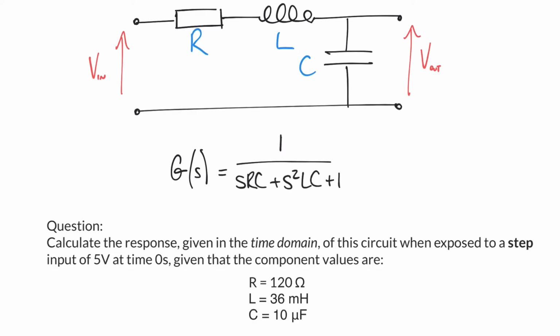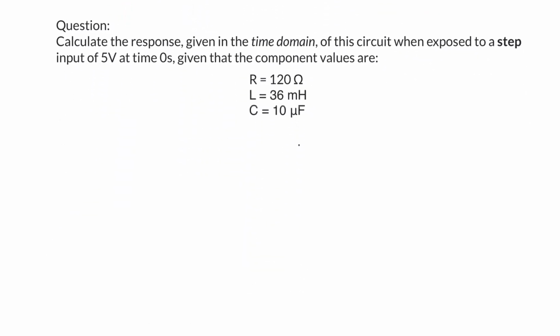Let's suppose that we're given a question, and the question is to calculate the response of this circuit in the time domain when exposed to a step input of 5 volts at time 0 seconds, given that the component values are as follows. R is 120 ohms, L is 36 millihenries, and C, the capacitance, is 10 microfarads.